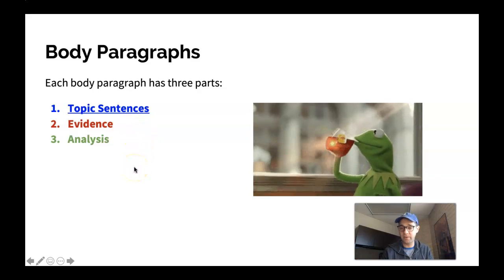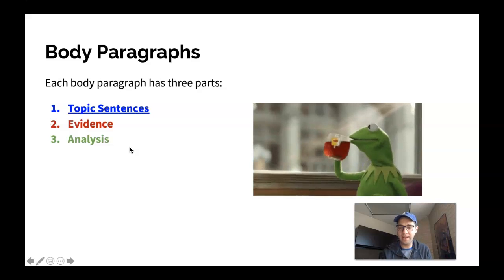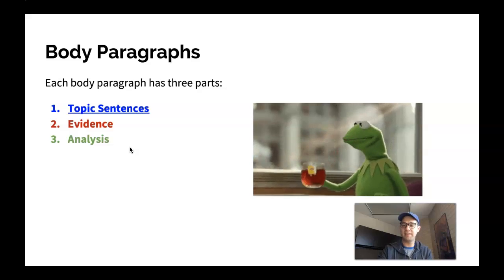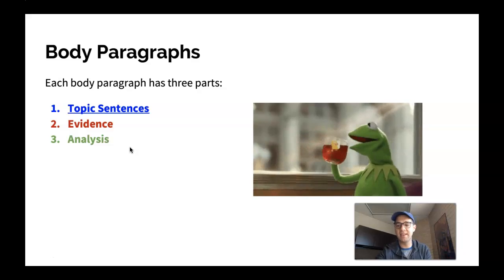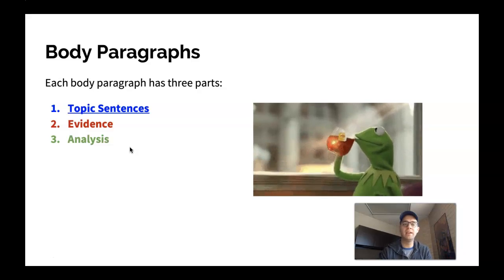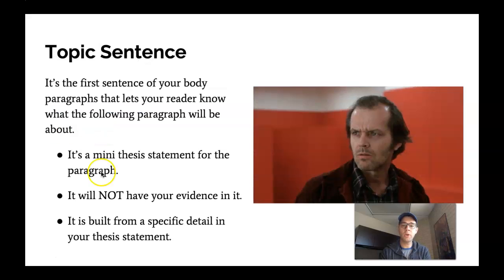Now, another important thing to remember is that the frequency of these two bottom components, evidence and analysis, doesn't have to be just one in a body paragraph. You can have multiple lines of evidence. So topic sentence, evidence, evidence, evidence, evidence, then analysis. You can do topic sentence, evidence, analysis, evidence, analysis, evidence, analysis. It doesn't matter how you do it. So there can be multiple lines of evidence and multiple lines of analyses in one body paragraph. Okay, so first let's talk about the topic sentence.